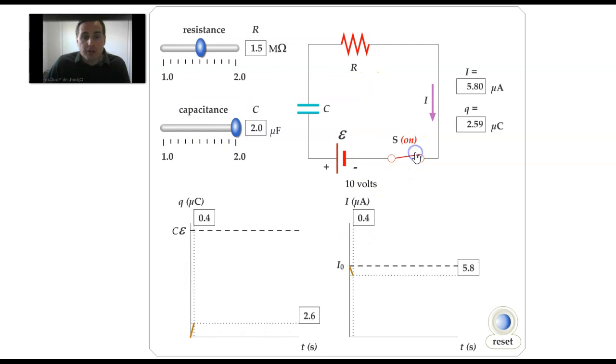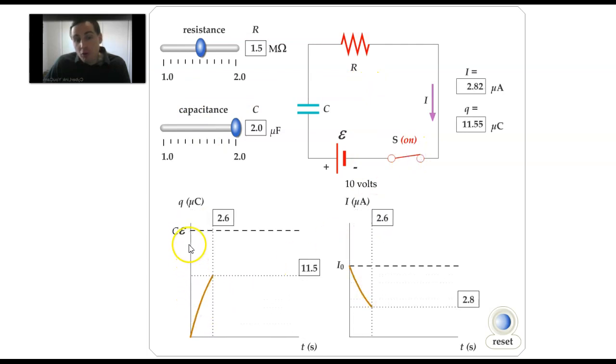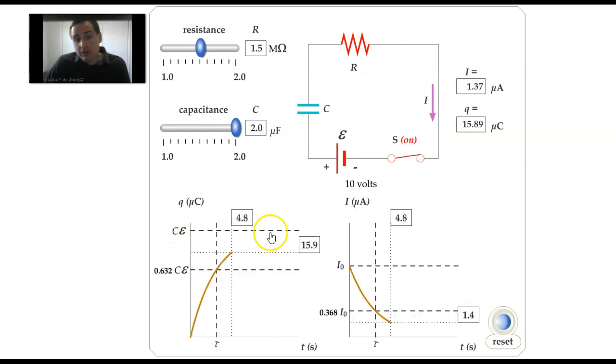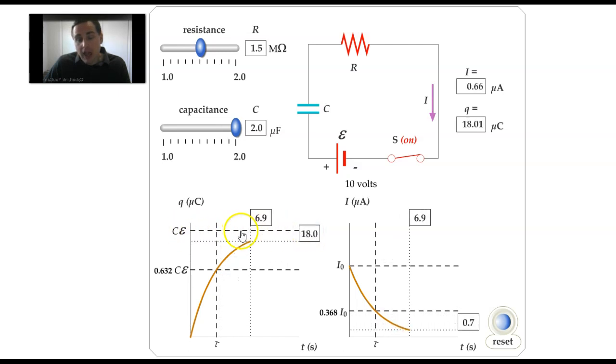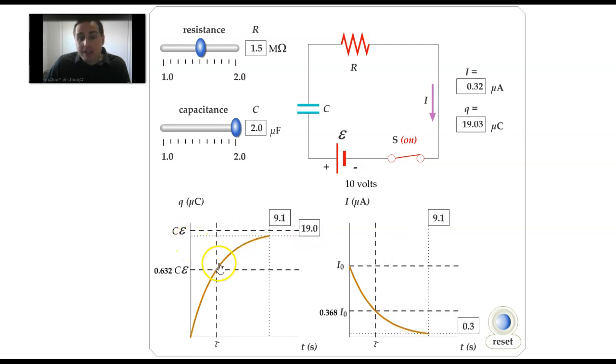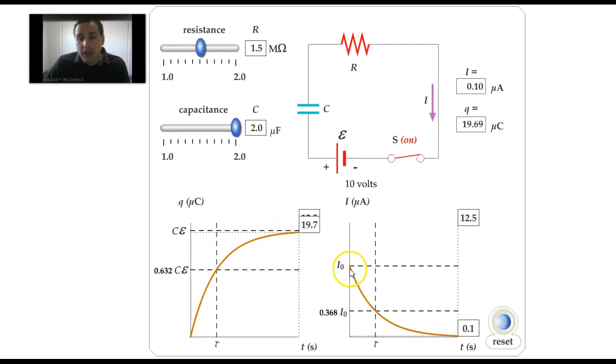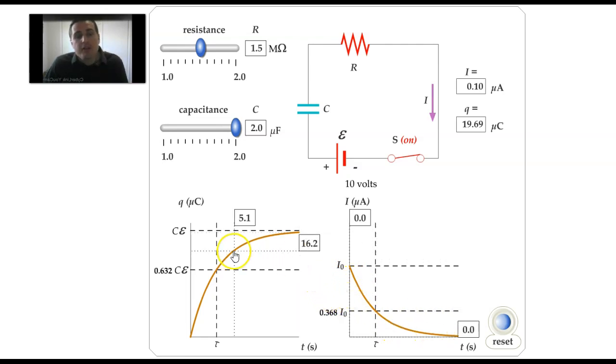So let's close the switch. Notice that we just moved this vertical axis value, this horizontal asymptote, up. And so it definitely does take longer to charge this capacitor. Okay? And it also takes longer now for the current to decay. All right? So that's what we mean by charging a capacitor.